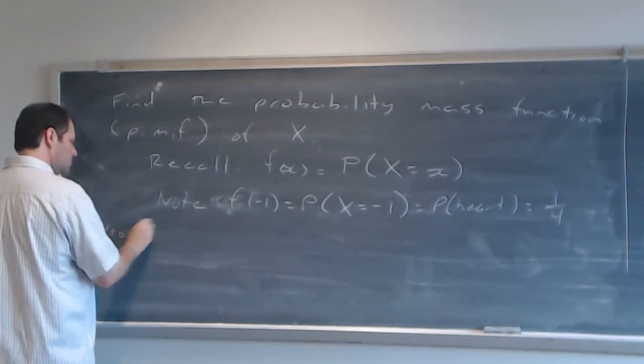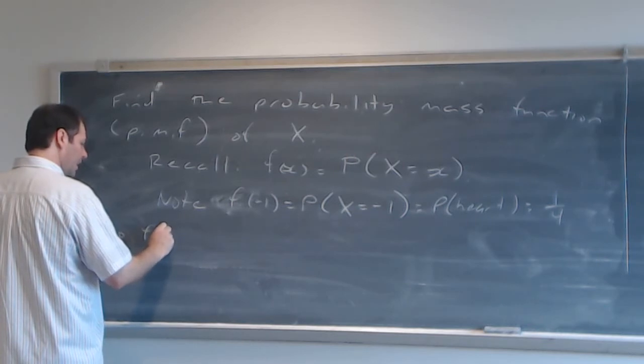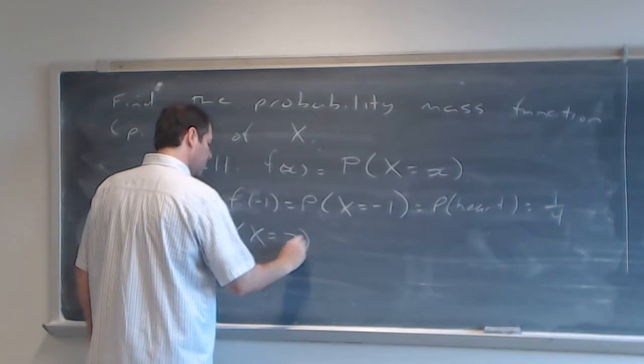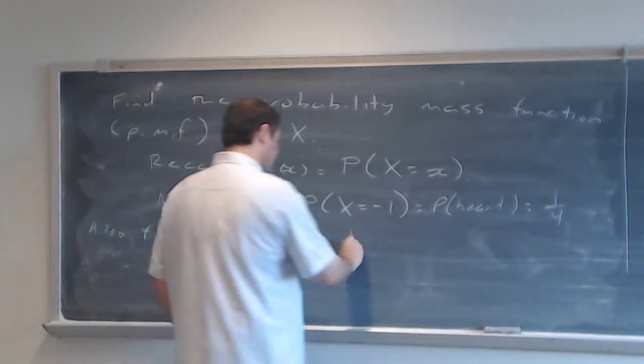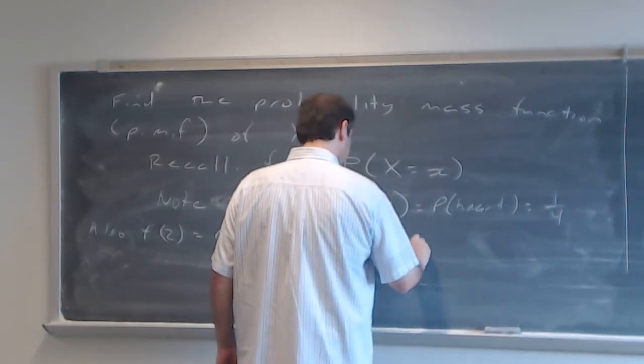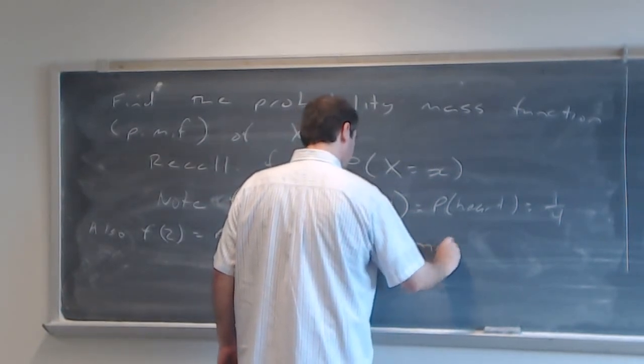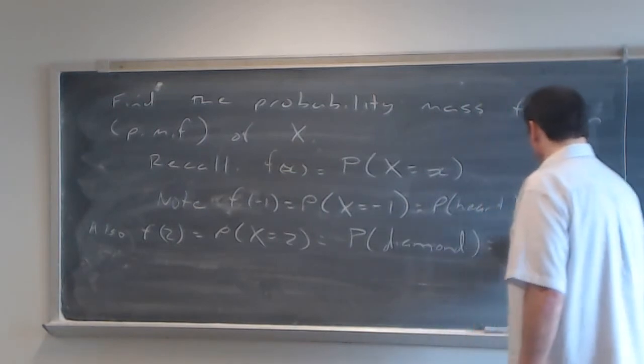Also, f of 2: that's the probability that X is equal to 2. Well, when was X equal to 2? X equals 2 when we got a diamond. So that's the probability that we chose a diamond in our picking of a card. And what's the chance we pick a diamond? Well, that's 1/4.